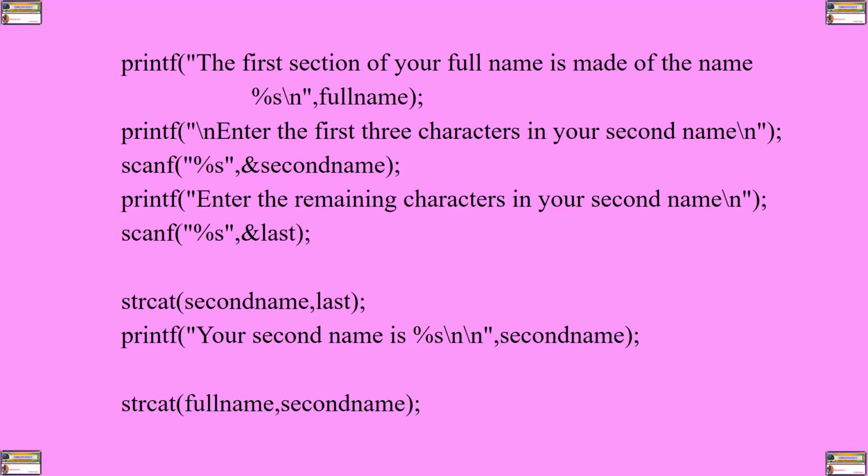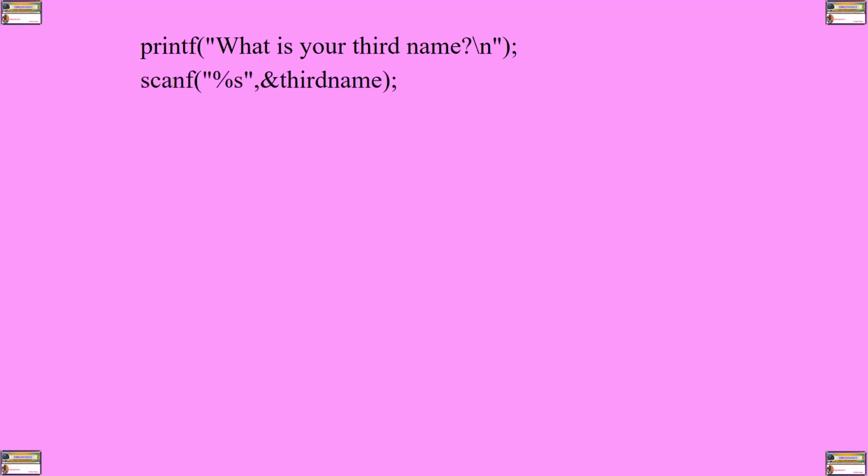And then the next statement is to pick the content of second name and join it with the content of the memory location called full name. So when the statement is displayed, what is your third name? And you enter your third name. The characters of your third name will be picked and stored in memory location called third name.